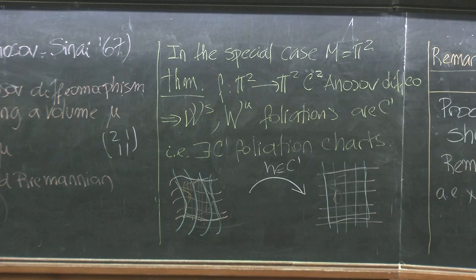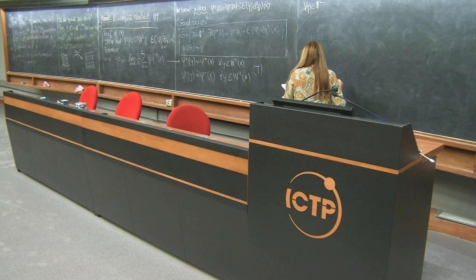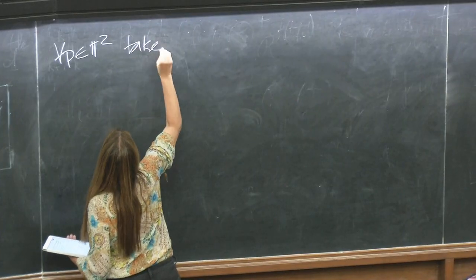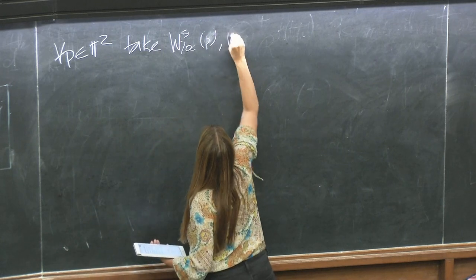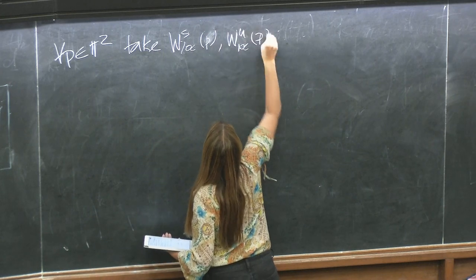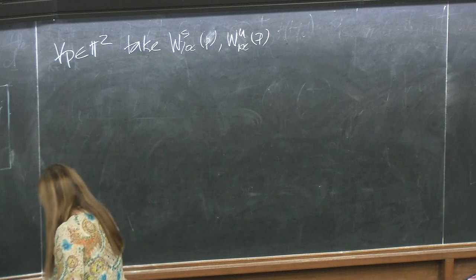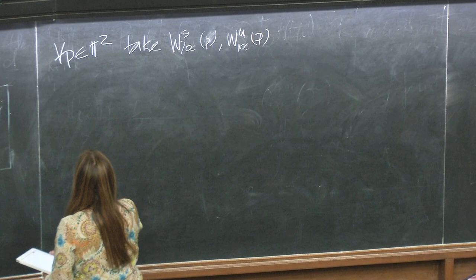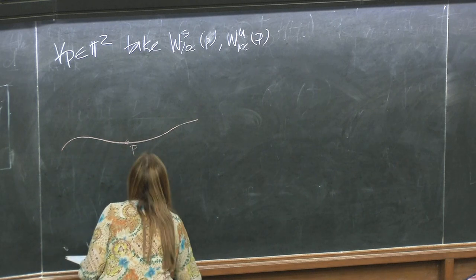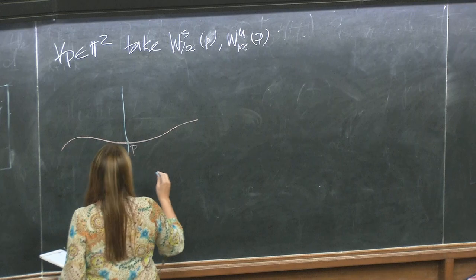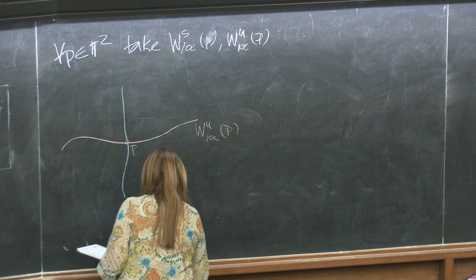Okay, so for each point in the torus, just take local stable manifolds of P, but take them very, very small. And so let me do a drawing. The red one. There's some colorblind person here, so I just put the names.